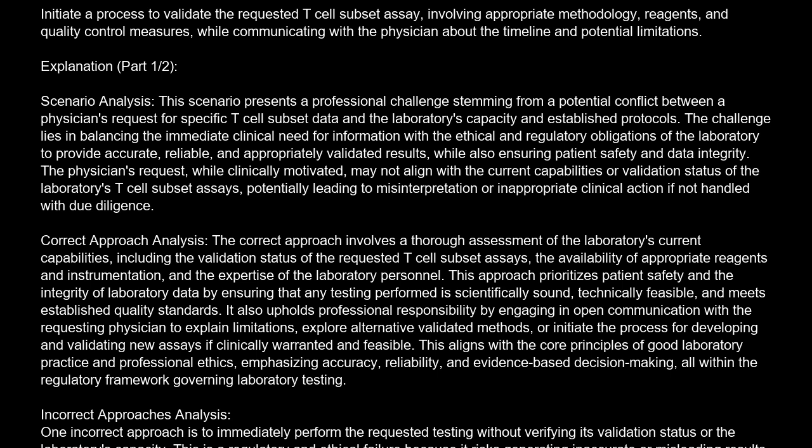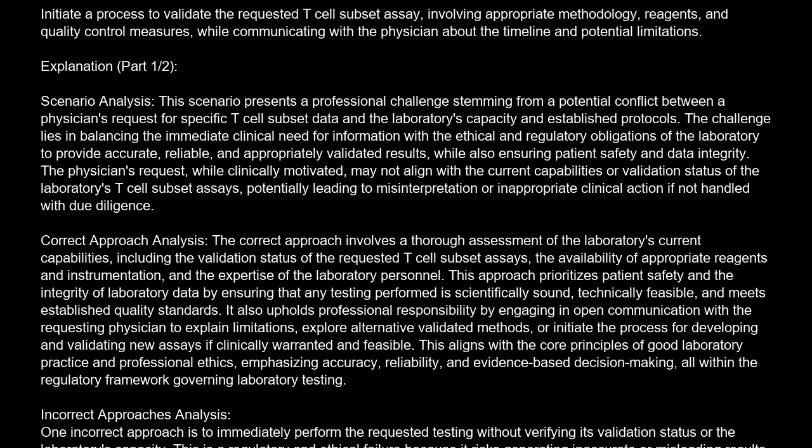The physician's request, while clinically motivated, may not align with the current capabilities or validation status of the laboratory's T-cell subset assays, potentially leading to misinterpretation or inappropriate clinical action if not handled with due diligence.